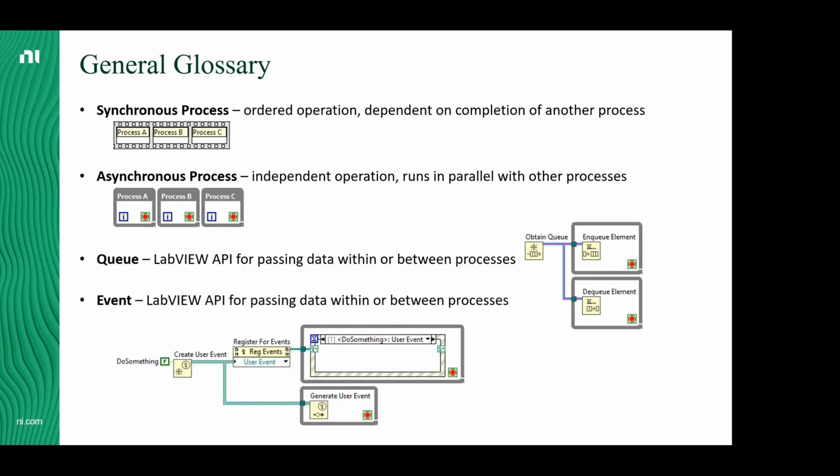And then events, it's another API that can also accomplish the same thing. In this case, we see that the bottom loop is generating an event that the top loop can then consume. And again, both of those loops, there's no data dependency between them. They're both running asynchronously.